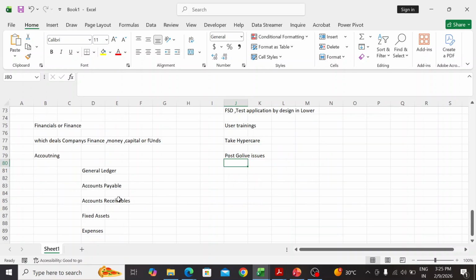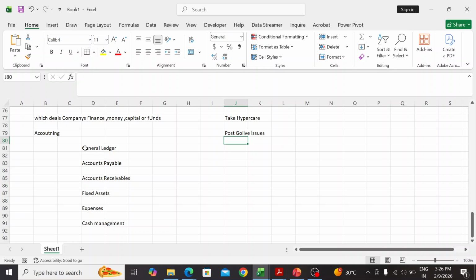But one thing I want to tell you: don't get confused and don't get worried. You are not going to work in all these modules. You will work in only one module at a time. It is not mandatory to work in all the modules at a time, and it is not going to happen in real time. You are going to work in only any one of these modules.